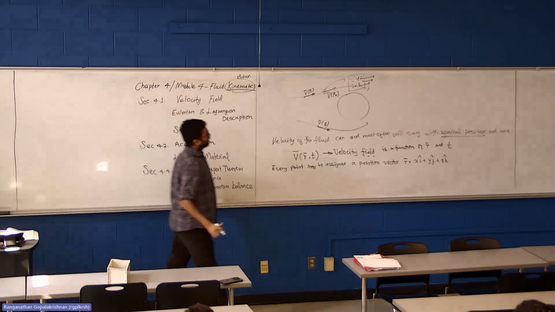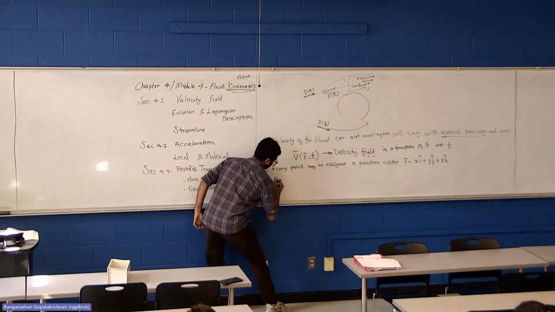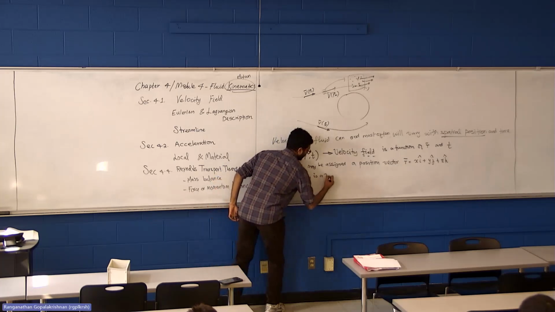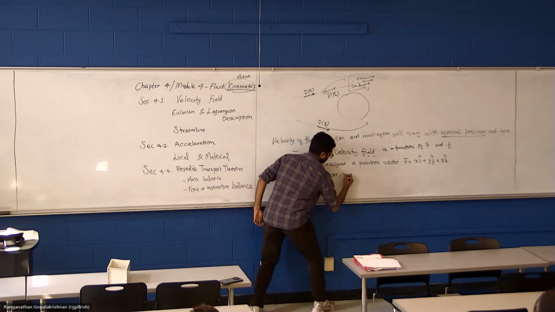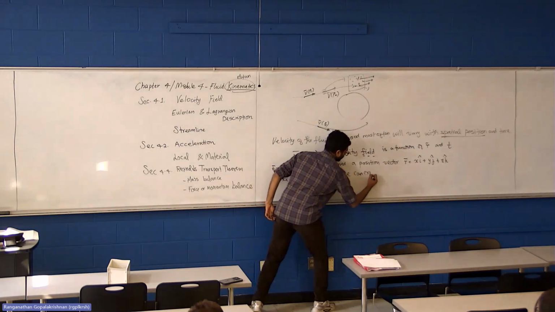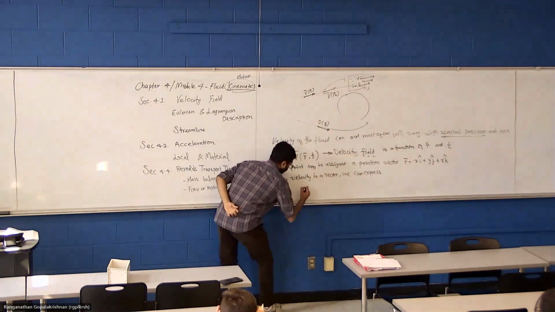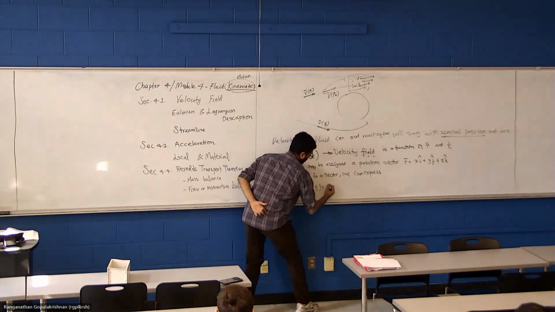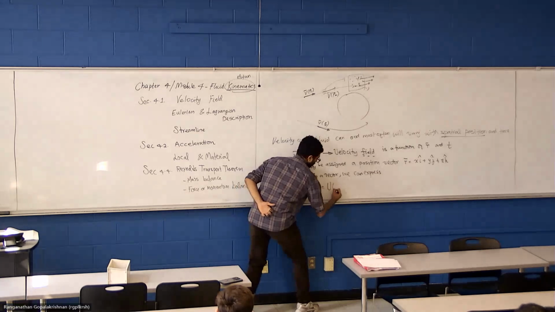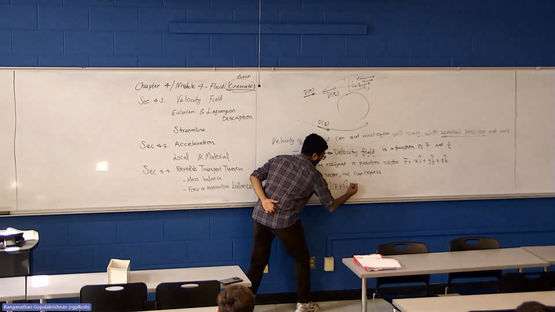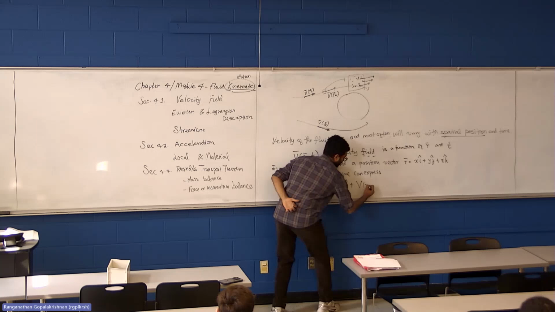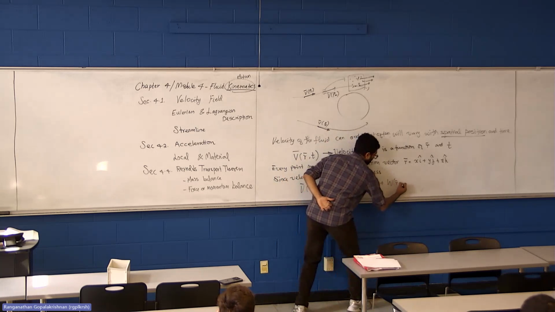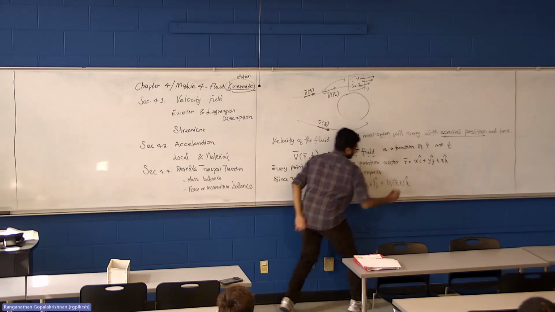Okay? And as you know, velocity is a vector. Since velocity is a vector, we can express v of r comma t is equal to, I'll call the x component u of r comma t i cap plus v of r comma t j cap plus w of r comma t k cap.